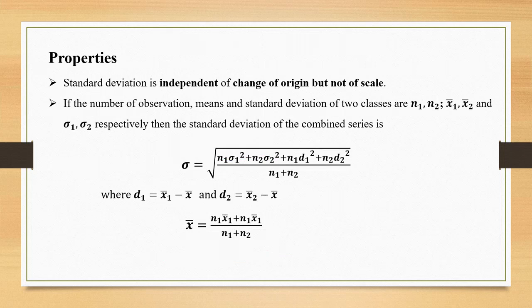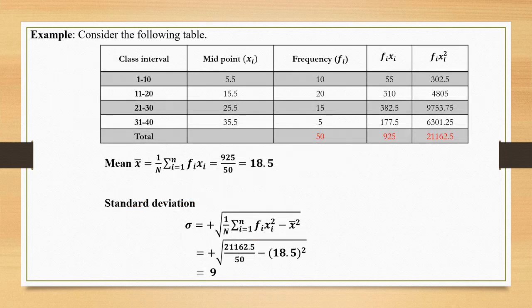Here are some properties of standard deviation. Number 1. Standard deviation is independent of change of origin but not of scale. If the number of observations, means, and standard deviations of two classes are n1, n2, x1 bar, x2 bar, and sigma 1, sigma 2 respectively, then the standard deviation of the combined series is given by this formula, where d1 equals x1 bar minus x bar and d2 equals x2 bar minus x bar, and x bar is given by this formula. Please refer to the illustration below for the mathematical details.